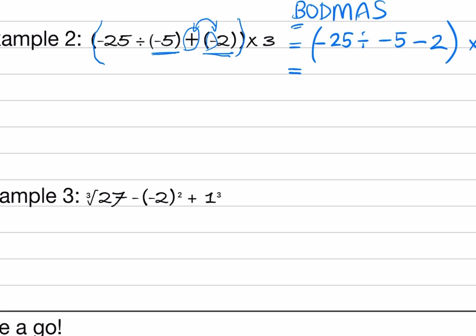Now we can solve the things that are in a big bracket. We will follow the division. So order, and what comes after order, there's a division. I'm just simply following the BODMAS rule. So what is 25 divided by 5? It gives me 5.